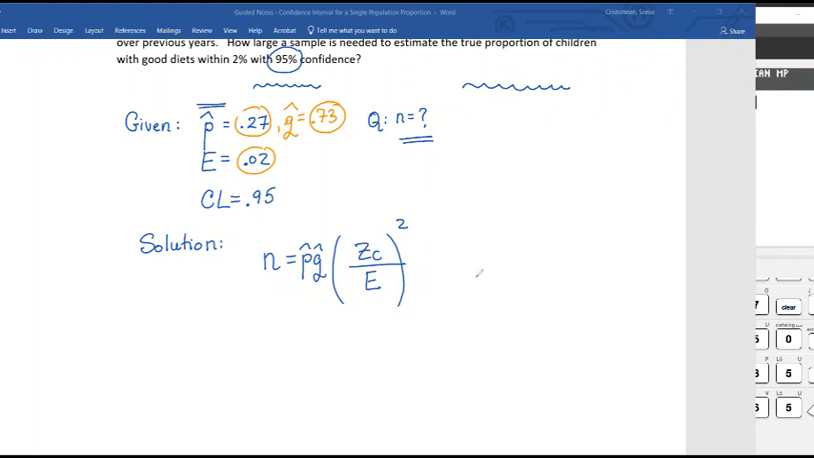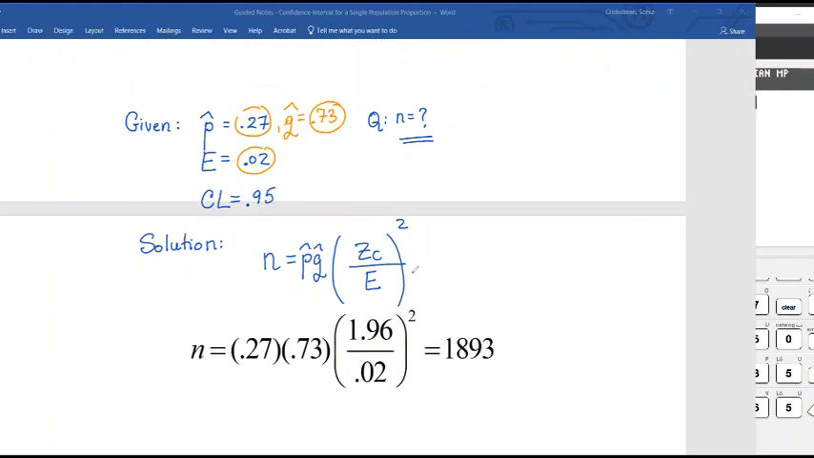Otherwise, just sketch the graph of the Z distribution. And if you do this correctly, Zc is actually approximately 1.96. Plugging in the numbers, p hat times q hat times Zc divided by 0.02, which is E, all of these values, and you will round up to 1,893. This is how we solve problems related to finding the sample size, minimum sample size, when proportion is given.